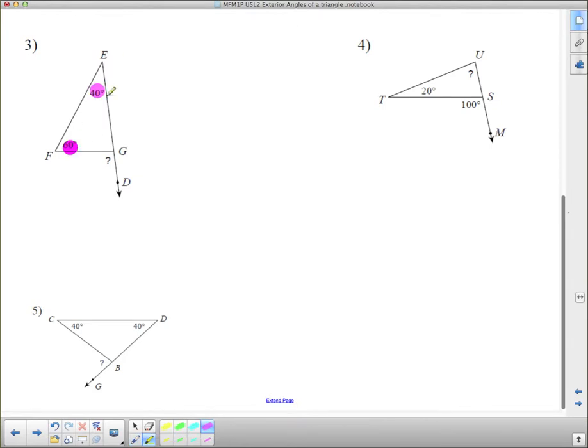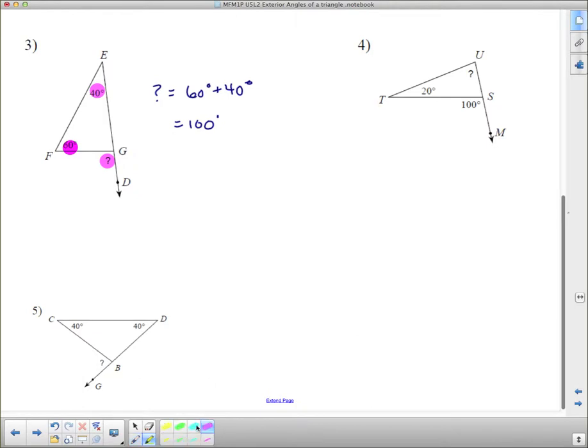I know that these two have to add up to be this one. So this one's really easy because I can just straight add those up. So the question mark equals 60 plus 40, which equals 100.